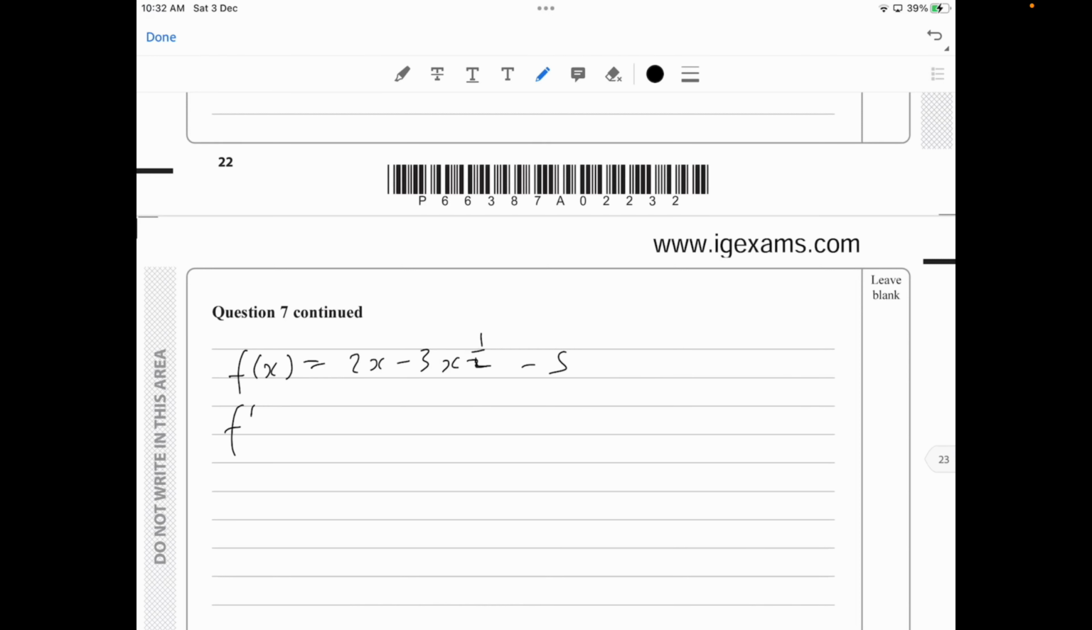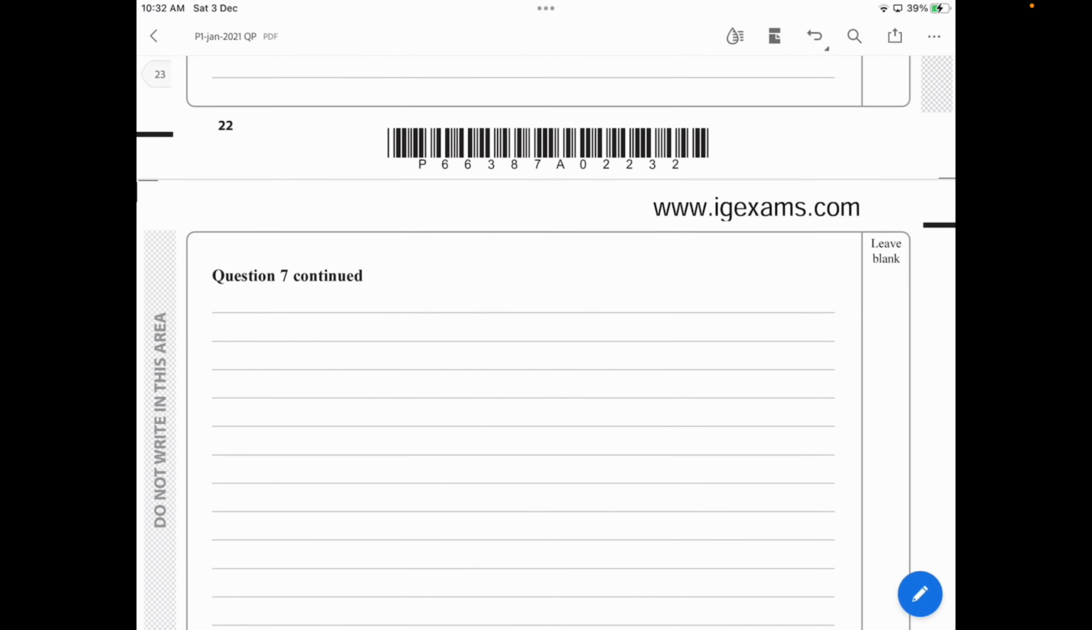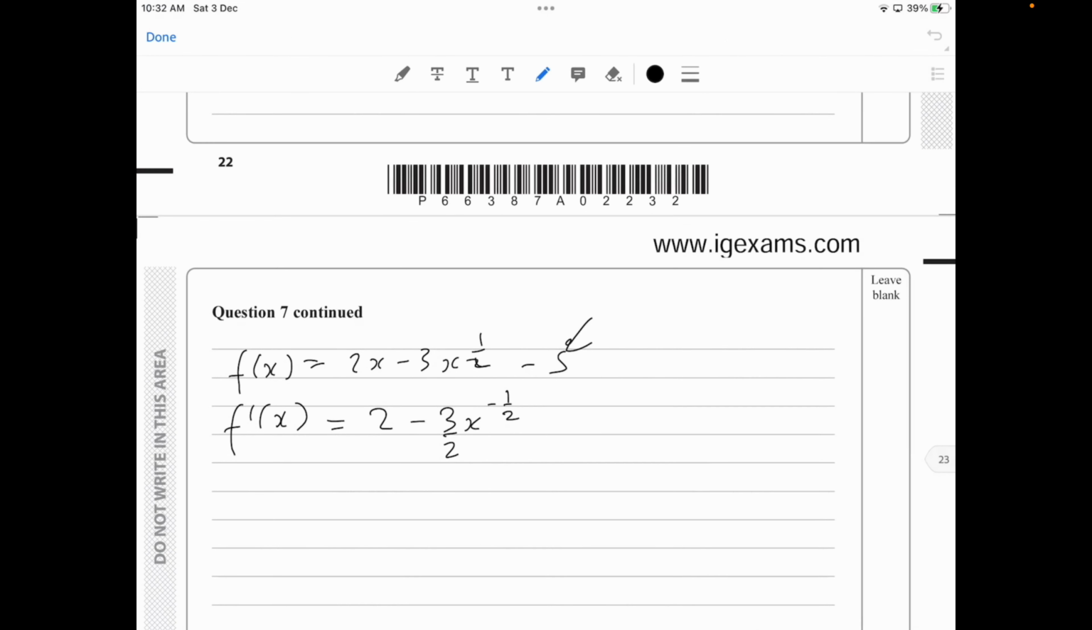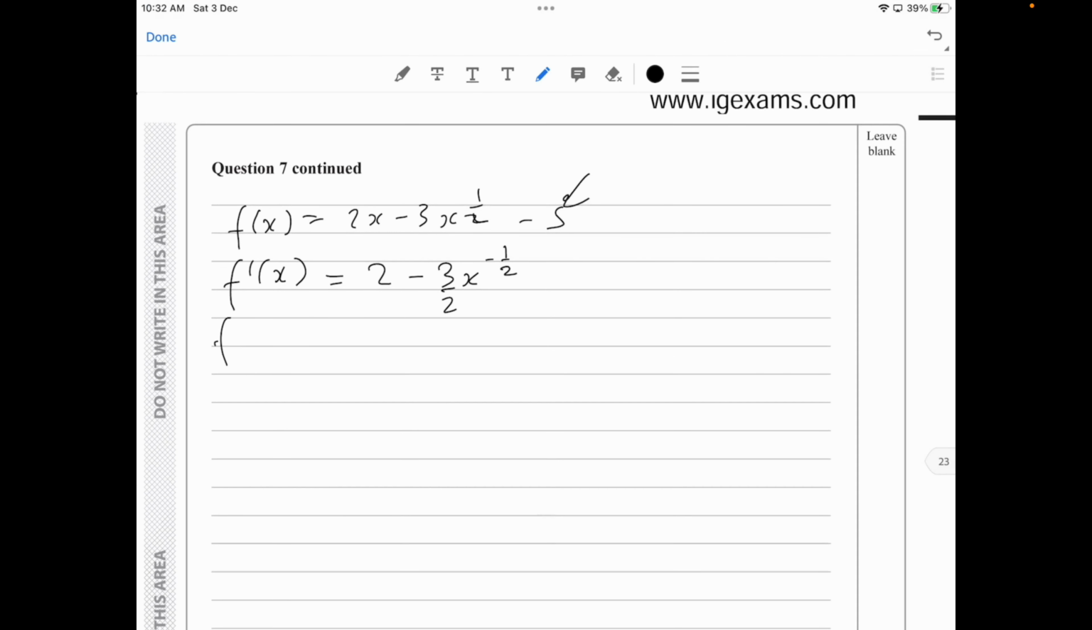Now let's differentiate it once. When you differentiate this once, it becomes 2 minus 3 by 2 x raised to the power of negative half. The constant goes away. Now we differentiate again, giving negative 3 by 2 x multiplied by negative half, x raised to the power negative half minus 1. This gives 3 by 4 x raised to the power negative 3 by 2. So this is your second differentiated equation.